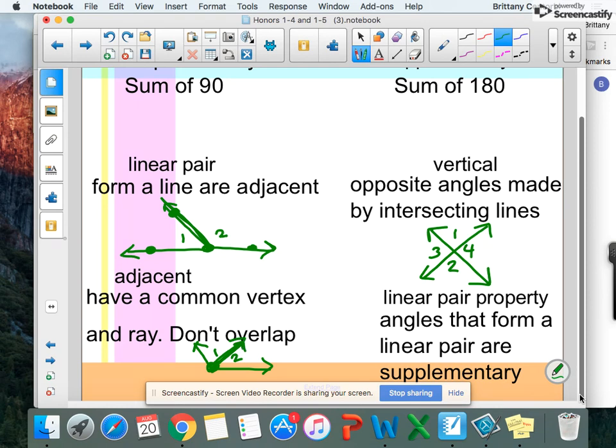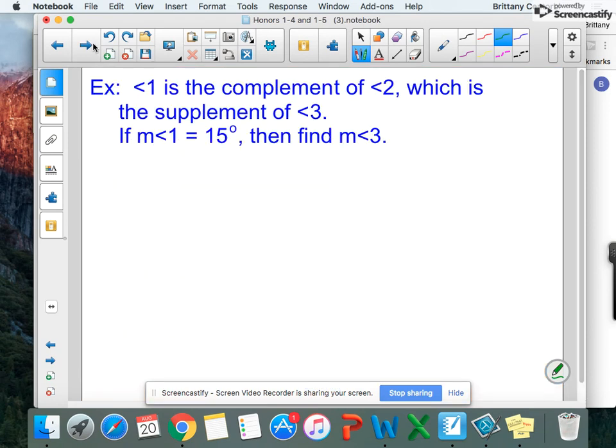And then the linear pair property just says that angles that form a linear pair are supplementary. So we know that a line, we went over, equals 180 degrees. So if two angles form a line, then they will have a sum of 180 degrees. So using that information, we're going to look at a few examples.